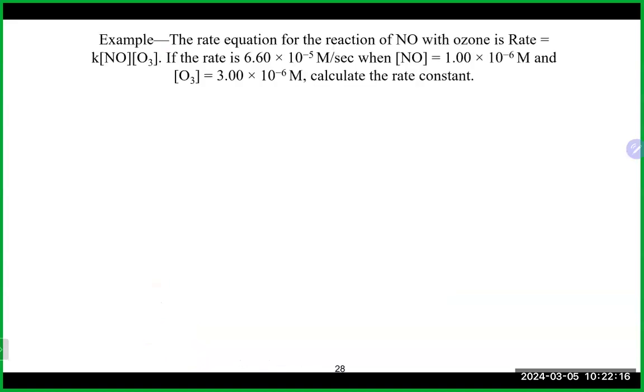All right. So here, the rate equation for this reaction of NO with ozone is the rate equals K[NO][O3]. If the rate is 6.6 times 10 to the minus 5 molar per second, when the concentrations are those, what is the rate constant? So take a moment and calculate the rate constant here. See what you get for the units. The rate is equal to K times [NO] and [O3].